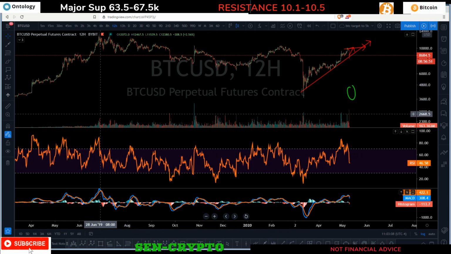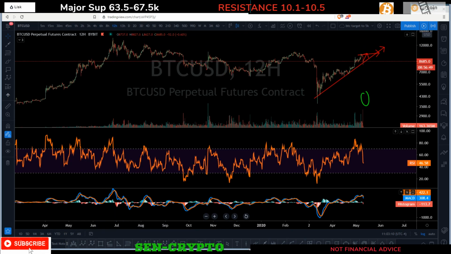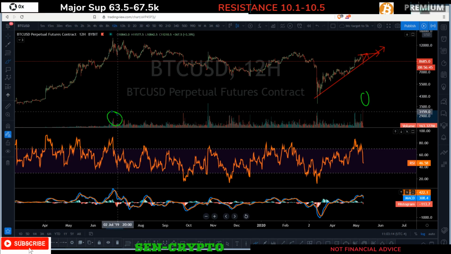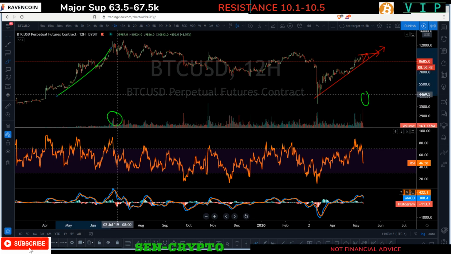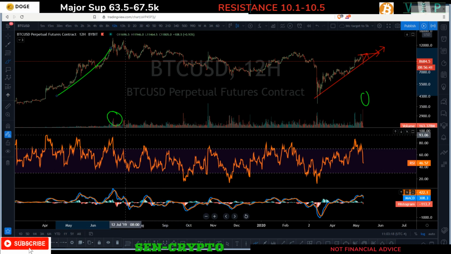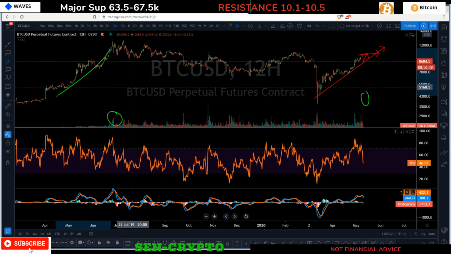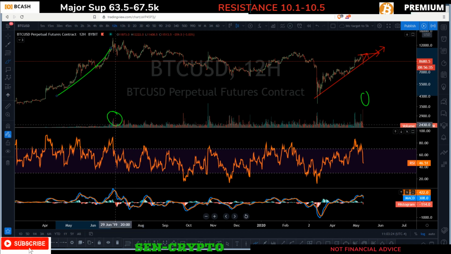I said it when BTC was at 14K. We said this volume we got is pretty much very big. It doesn't matter which exchange you use, it was extremely high. That was when BTC dropped from almost 14K to the 10.5 level. So it was very high.